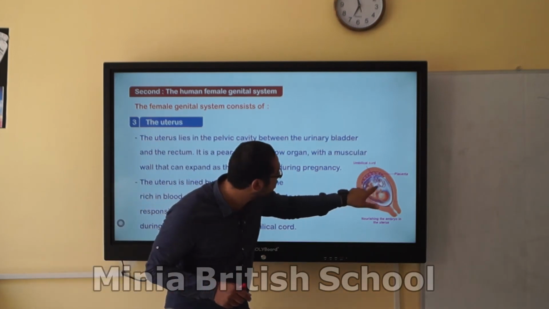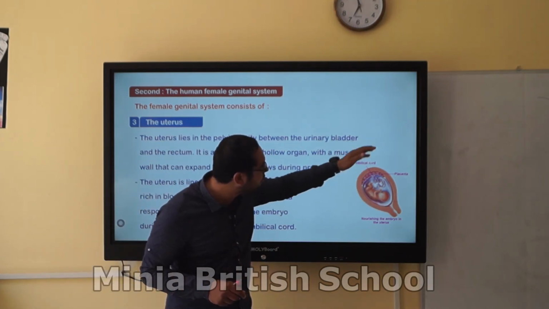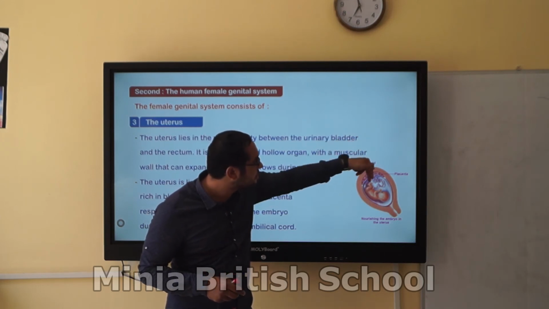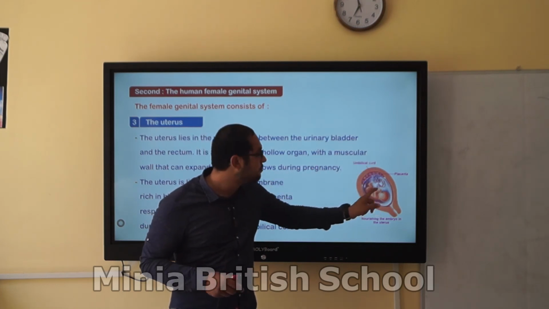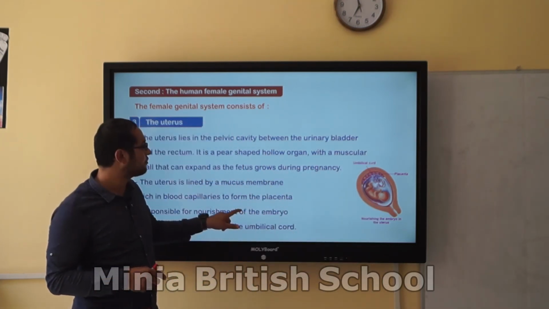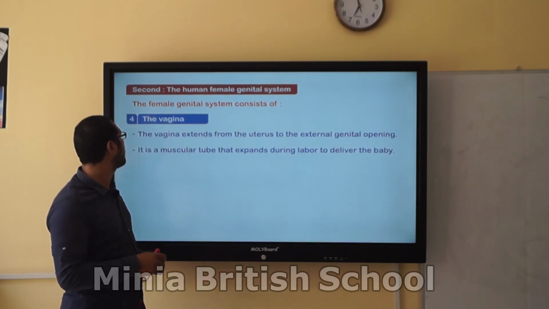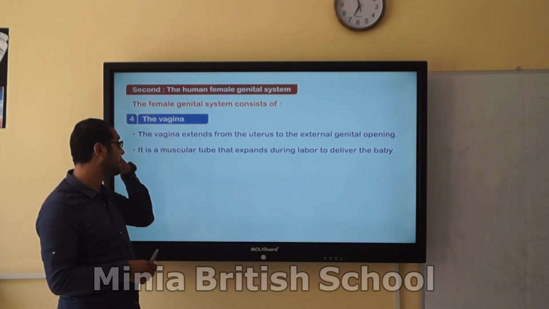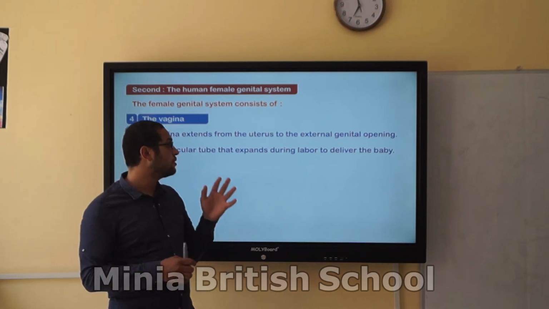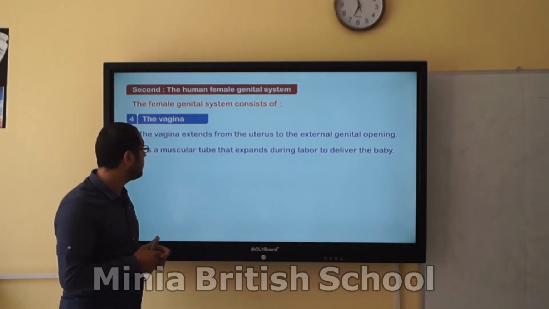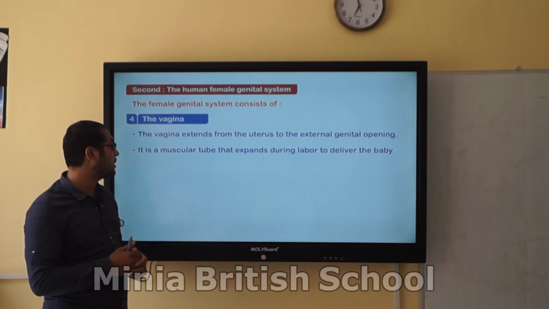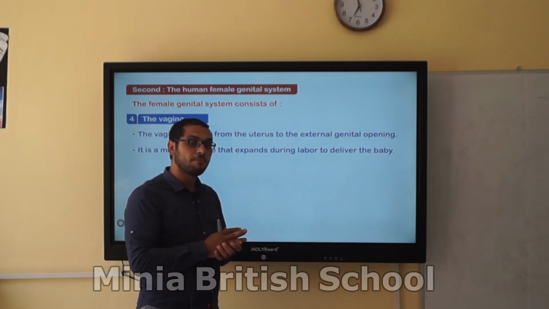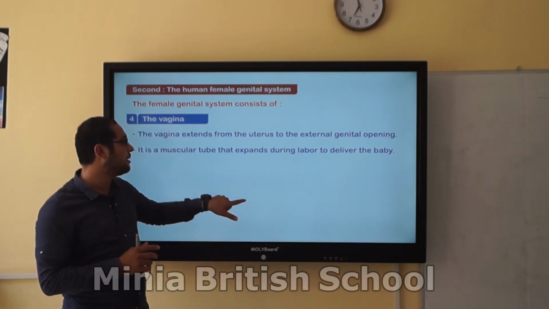This is the umbilical cord. The umbilical cord carries all nourishment to feed the embryo. Finally, the vagina extends from the uterus to the external genital opening, and it is a muscular tube that expands during labor to deliver the baby, or the embryo.